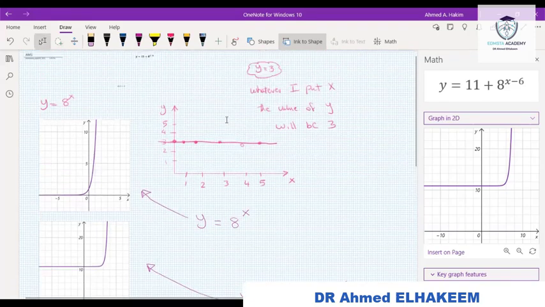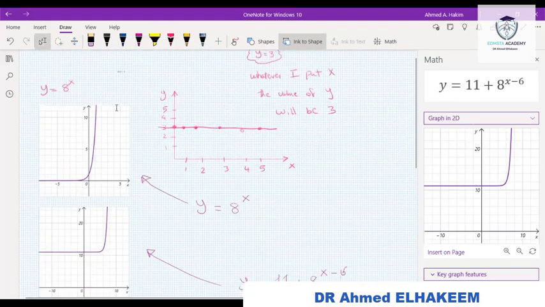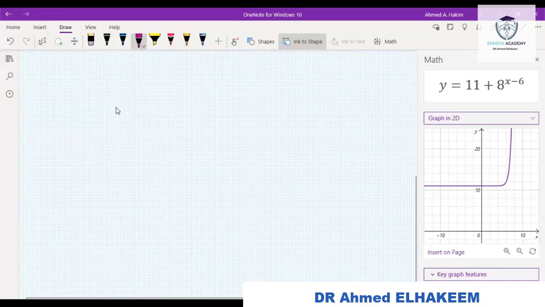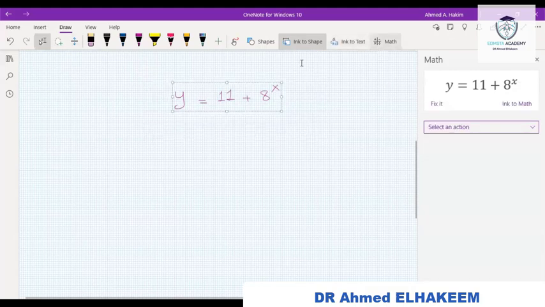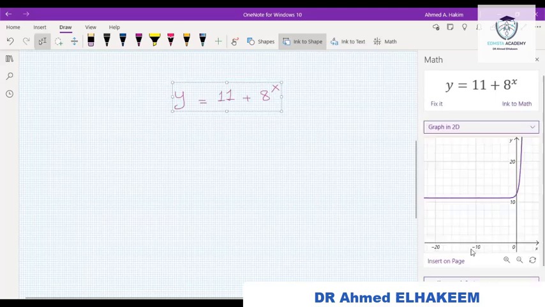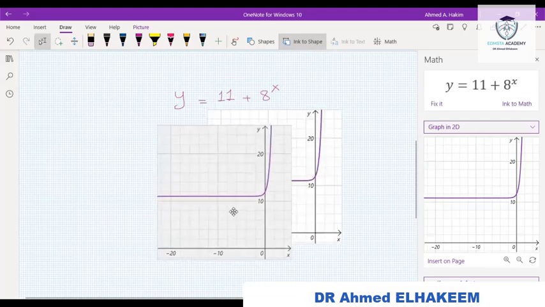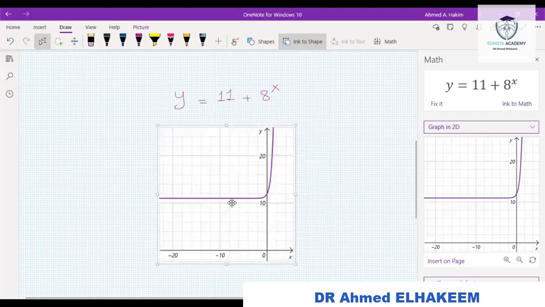Okay, let me show another one. Focus with me. This part is important because it will help you with everything you get confused about. If I say y equals 11 plus 8 power x, I will ask him to draw. By the way, we should draw it by ourselves, but to make it easier on ourselves we use the computer. In the exam, we won't have time to draw it.